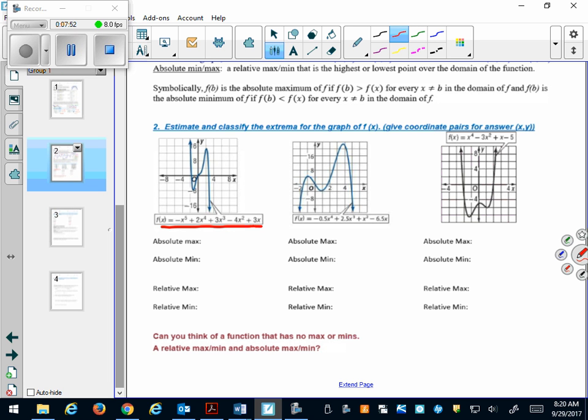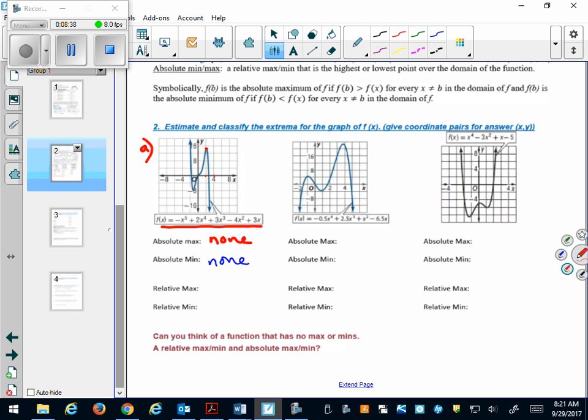Okay, so in this case, this first graph here, let me call it graph A, does that have an absolute maximum? No, there's no absolute maximum. Does it have an absolute minimum? No. Okay, does it have a relative maximum? Yes, okay. Here's your relative maximum. We're going to just give the point for that maximum.